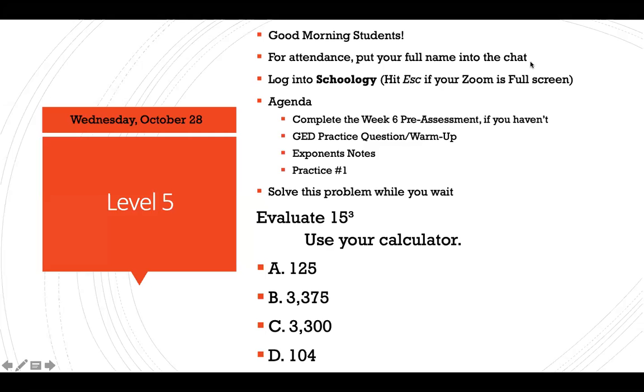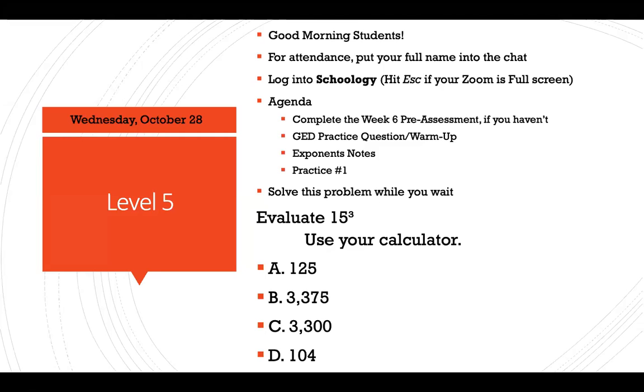To go over this warm-up, we're going to do a GED practice question, and then we're going to finish our notes from Monday, and then we're going to do one of our practices, maybe both today, and hopefully feel good about exponents.